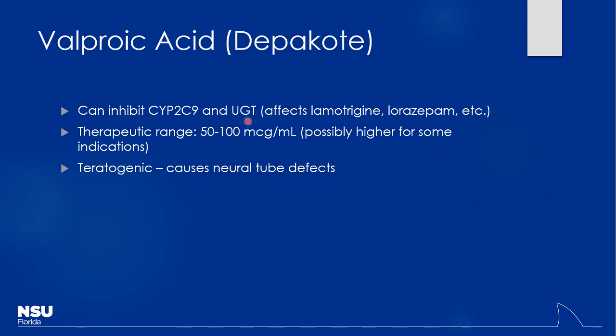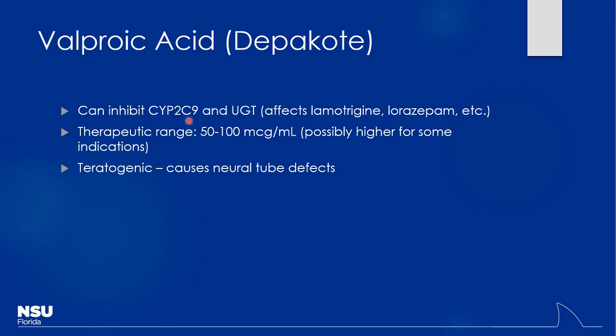And then there's this UGT system. That is going to be more specifically affecting drugs like lamotrigine and lorazepam. We'll talk about that a little bit later on. This one's less clinically significant, I would say, than the CYP2C9 inhibition, right? So be aware of that. And again, now we're starting to see some of these are inducers, some of these are inhibitors, so you've got to be aware of how that's going to have an effect on susceptible medications.